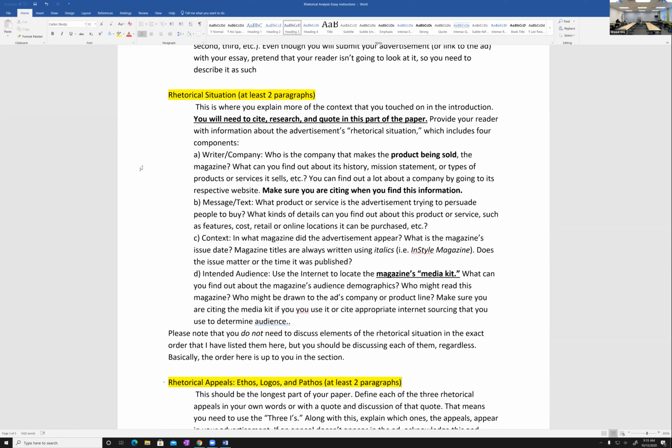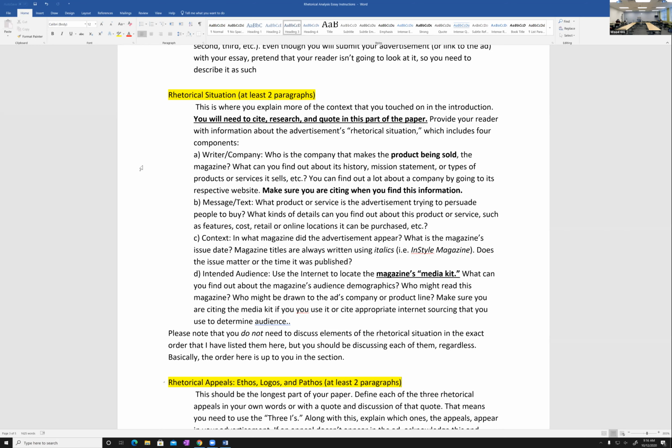You need to do a little history. You need to do a little research. You have to look up Nintendo, look up the mission statement. What other types of products does it sell? You can find a lot about a company if you just go to the website. However, when you are talking about this information in the essay, make sure you're citing.